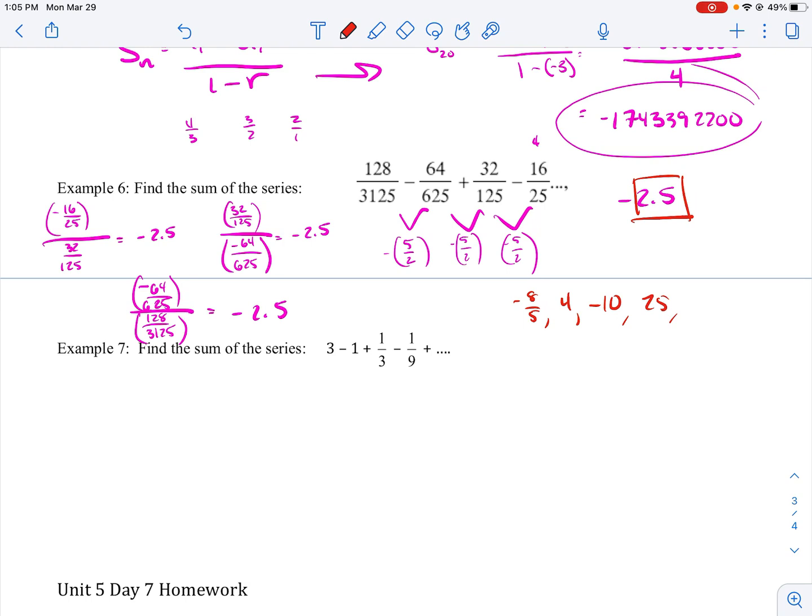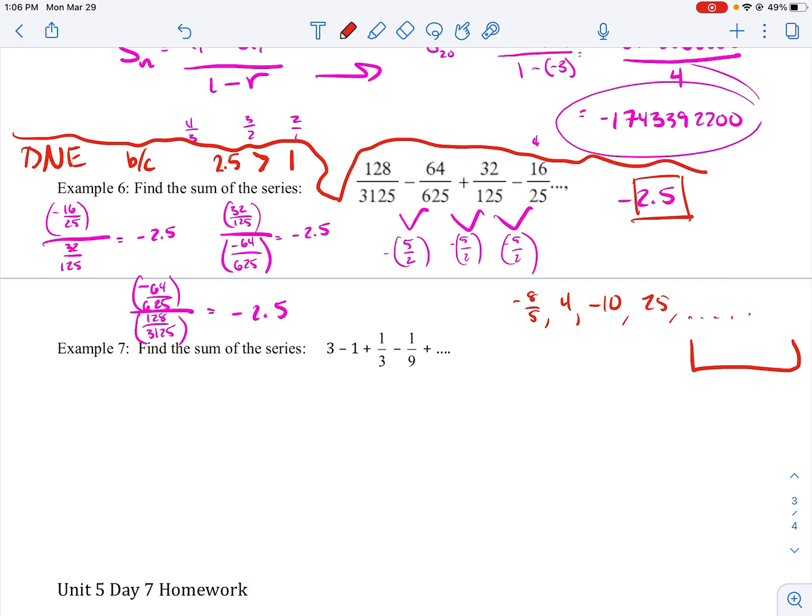Okay? So no matter what, even though we're going positive to negative, this number towards the back here is going to get super large, right? Because we just keep multiplying by 2.5. So, that being said, the sum of this series does not exist because 2.5 is greater than 1.